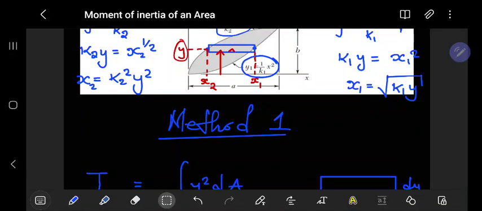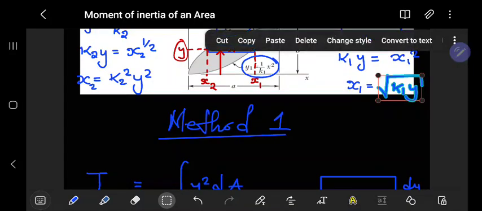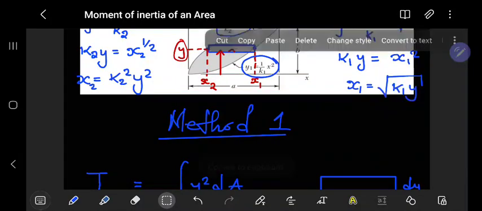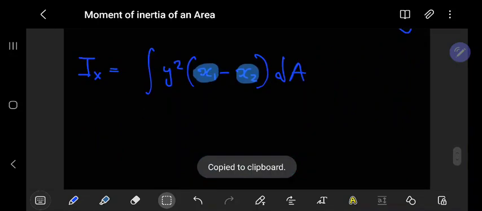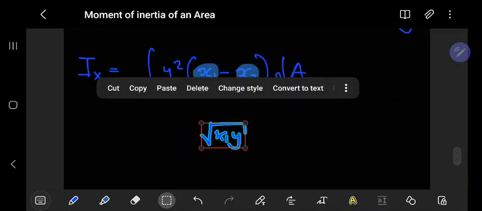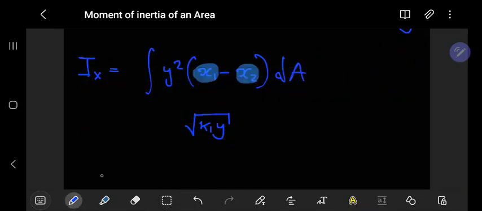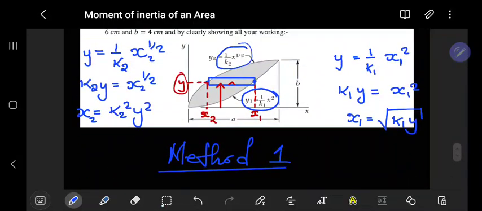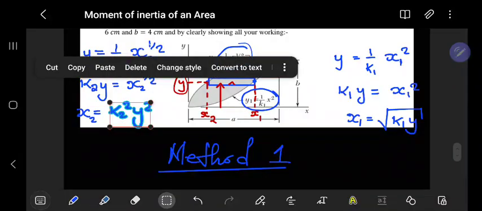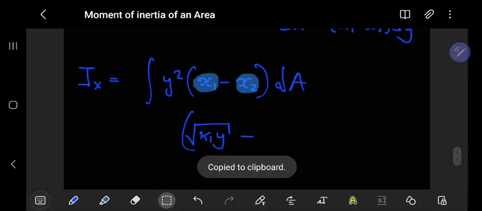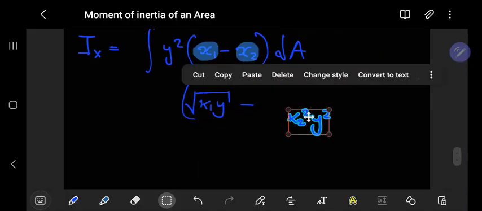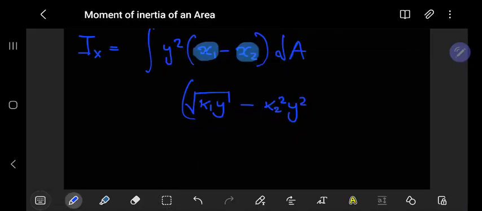We can now get these expressions for x1 and x2, substitute them where we need them. So we have that's root k1 and y, where there's x1. So we have this. And then minus where we have x2. Where I have x2, we have this expression. So that is what we have there. And then this is multiplying.